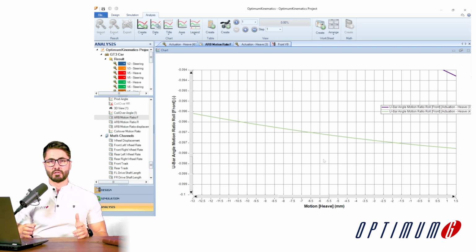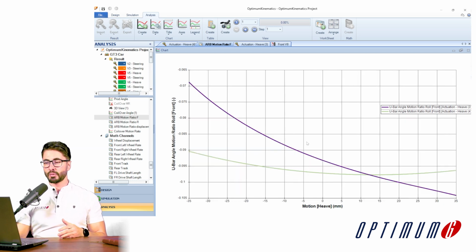So we see that by running a manual iteration, we got closer to what we wanted. But in any case, we would have to run a couple more iterations to get to the exact shape of the curve that we would like, as well as to the static motion ratio of 0.1 that we would like to see.